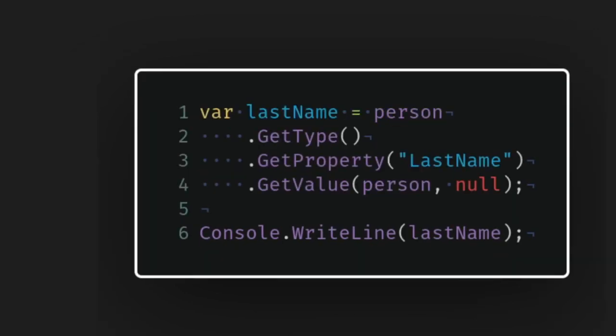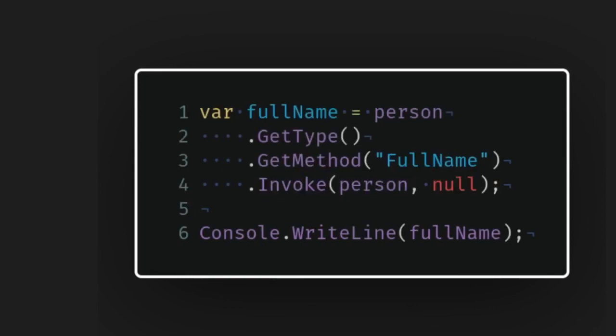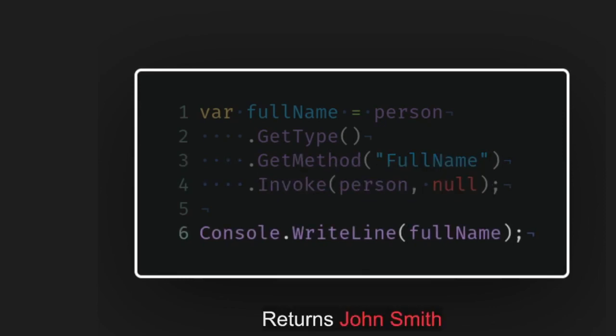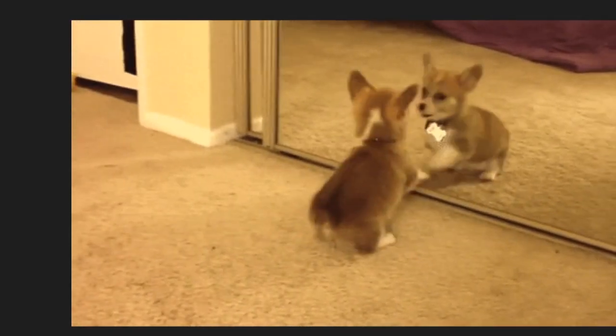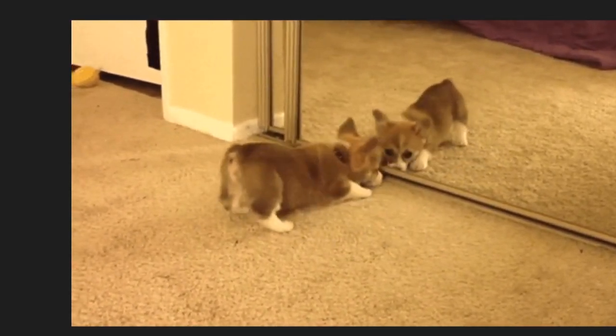Last name, we'll do a similar thing, but this time we'll use the instance. And that has a get type method on it, which returns the same thing. And we can get the property last name, get the value, and return Smith. And now we can also invoke methods. Same as before, we'll get the type, then we'll get a method, and then we'll invoke the method. And it'll return John Smith. So that is a very simple example of reflection.